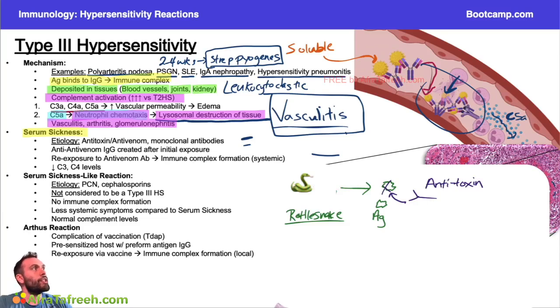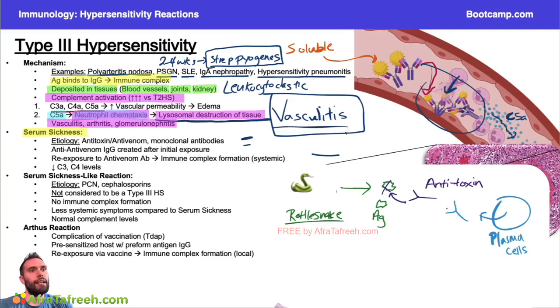Now, the patient may, in some situations, create antibodies to the antitoxin. So the patient might say, look, this antitoxin is foreign to me. I don't recognize this antitoxin. So the body might start to make antibodies, right? So the plasma cells eventually will get wind of this and they'll start pumping out antibodies to the antitoxin. So these antibodies will try to bind to the Fc portion of the antitoxin. So again, this is where you have to be sharp on the name here.